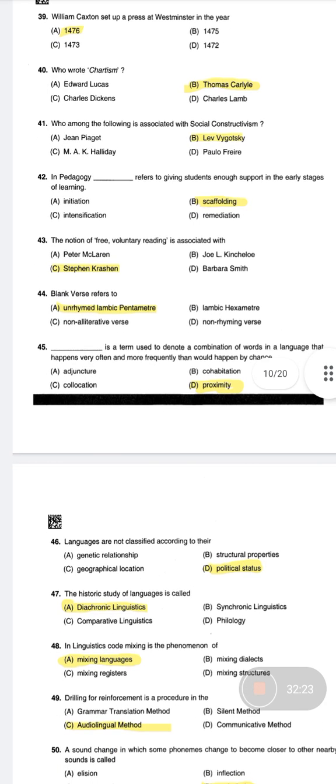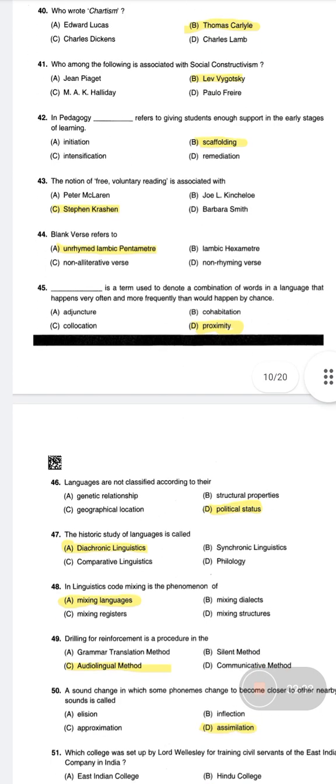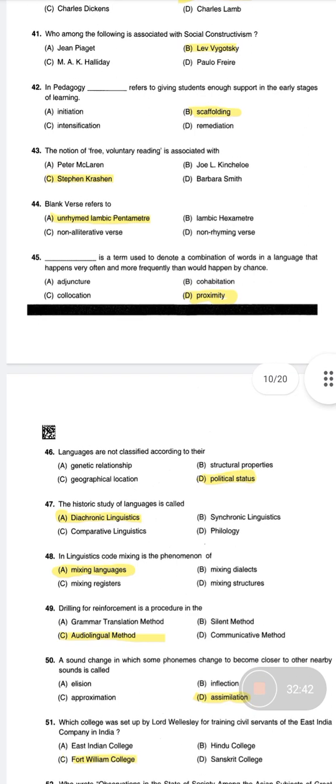Question number 43. The notion of free voluntary reading is associated with Stephen Krashen. Blank verse refers to unrhymed iambic pentameter. It refers to unrhymed iambic pentameter.